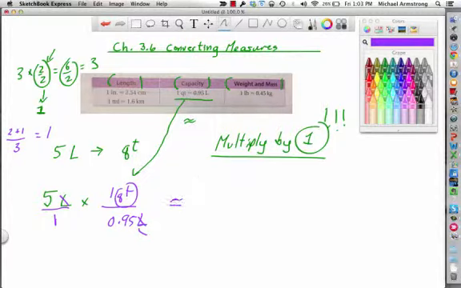This way, when I write it, I have to remember to say approximately, because I used an approximate measure here, so I'm not actually allowed to write an equal sign. I should say this is approximately 5 times 1, which is 5, over 1 times 0.95, which is 0.95. And I still have my quarts. Okay, so it's 5 over 0.95 quarts. And I just have to use a calculator to do that.